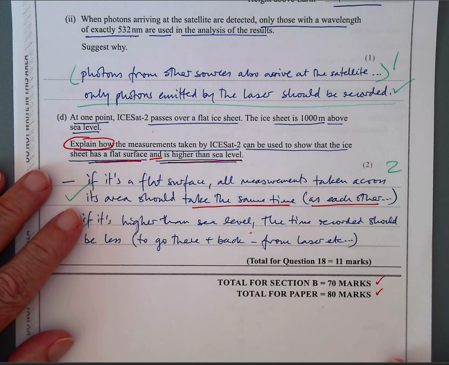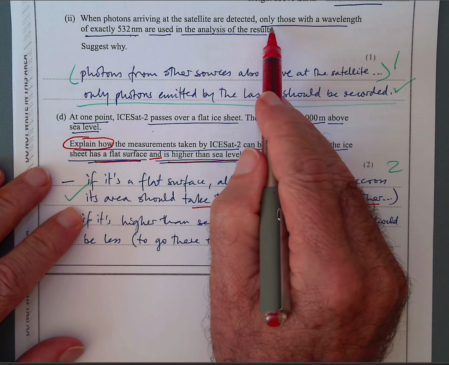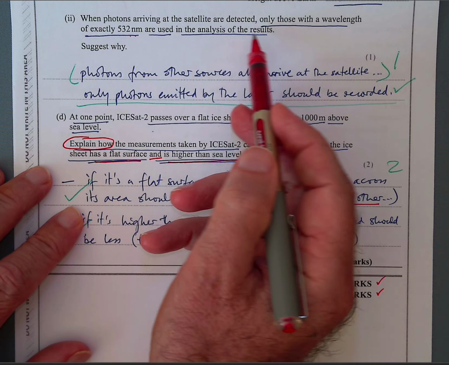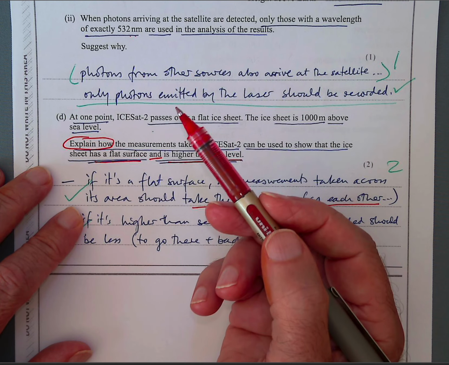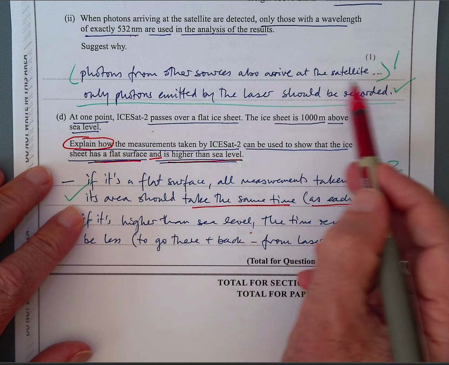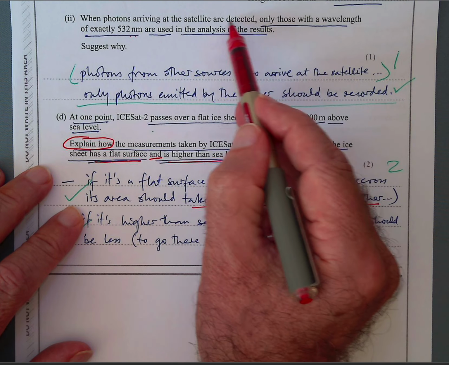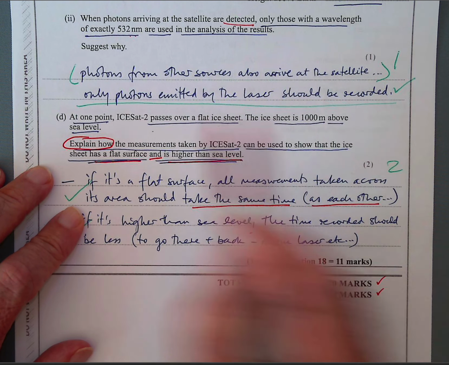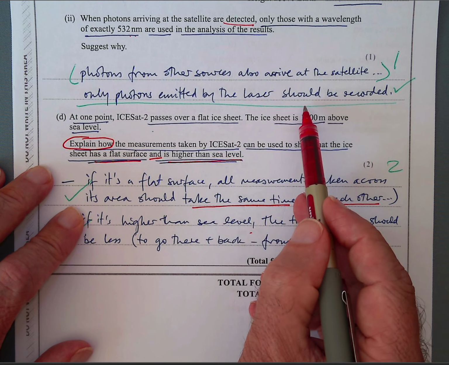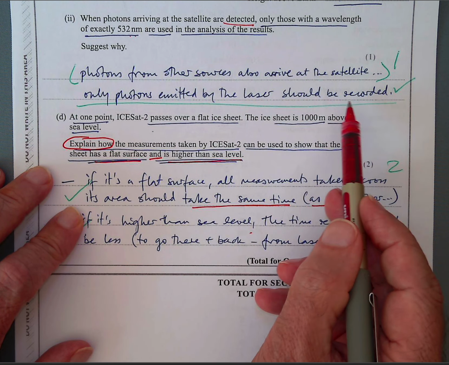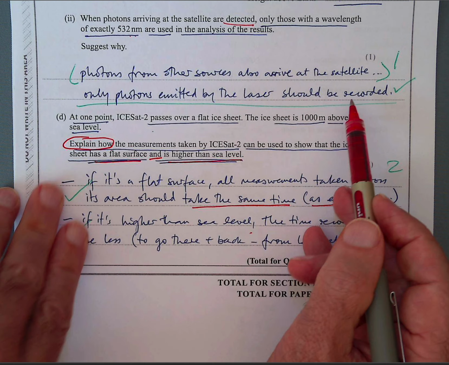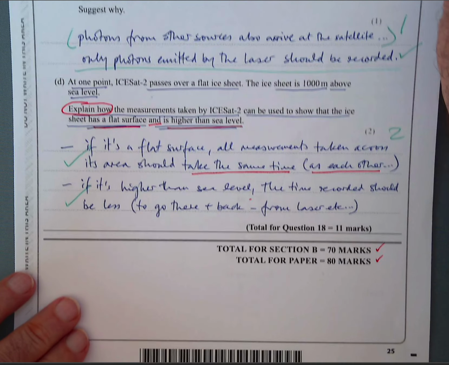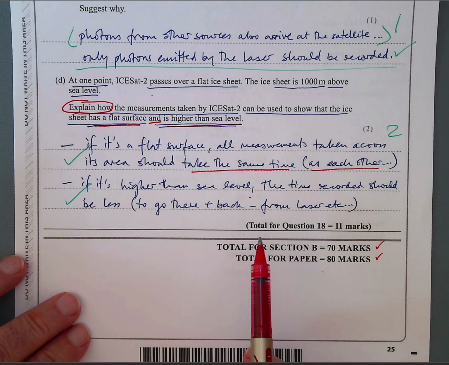Finally, it says when the photons arriving at the satellite are detected, only those with the wavelength of exactly 532 nanometers are used in the analysis of the results. Suggest why? They just want to see that you can think. Photons from other sources may also arrive at the satellite, so the detector, depending on how it's set up, could be detecting light from other sources as well. You only want photons emitted by the laser to be recorded and analyzed, because it's basically the light we sent that has come back to us. This is the important information, and you'll get 1 mark if you express it clearly.